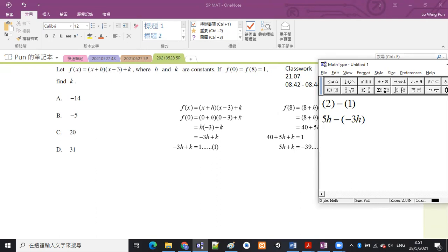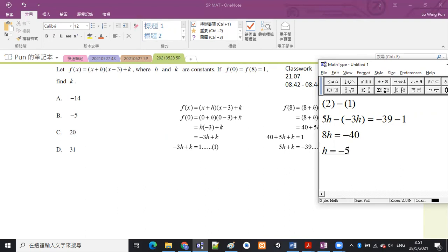For the k terms, in equation 2 we have 1k, and then minus the 1k in equation 1, that will be completely cancelled. On the right-hand side, we have negative 39 from equation 2 minus the 1 from equation 1. Then we just do the calculation. 5h, double negative becomes plus 3h. So I have 8h is equal to negative 40, right? Finally, h is calculated to be equal to negative 5.